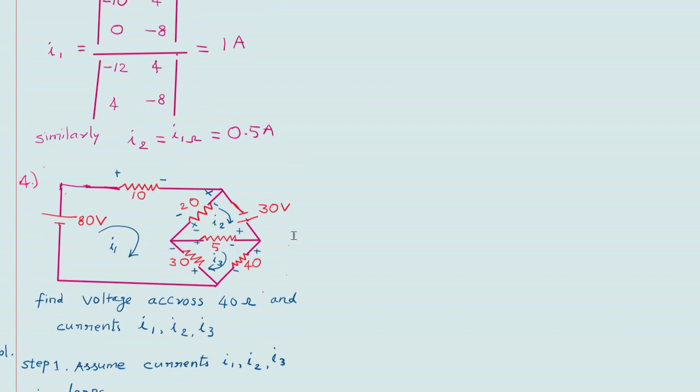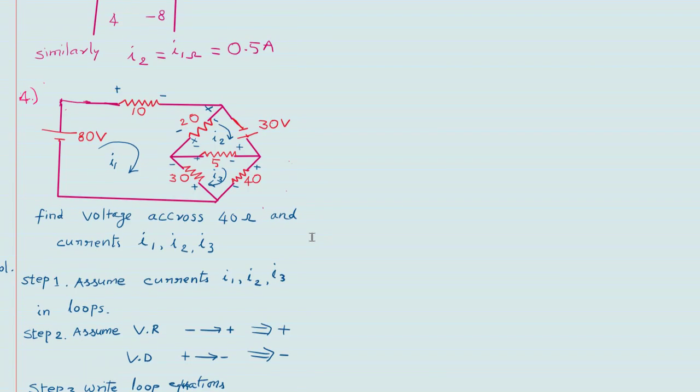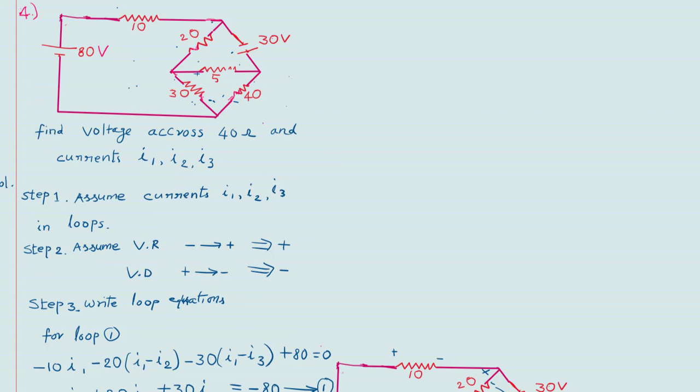Next, there is another problem we take for mesh analysis. So here we have an 80 volt supply, 10 ohm resistor connected like this, and there is a bridge here. So 20 ohms here, 30 ohms here, 40 ohms here, 5 ohms here, 30 volts is connected like this. So what we want is what is the voltage drop across this 40 ohms. Similarly, what is the current flowing in this loop, and what is the current flowing here, what is the current flowing in this.